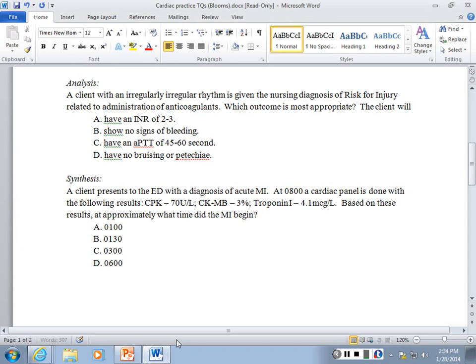C? Why? Well, I know with the irregular rhythm, if they're going to have anticoagulants, that the INR is listed, but I didn't see anything about the APTT. Okay. That's an okay rationale, but this patient may be on heparin, which will affect the APTT, right? But somebody give me a better reason to rule out C. No, not a good reason.